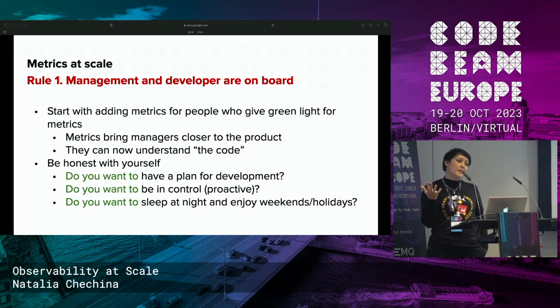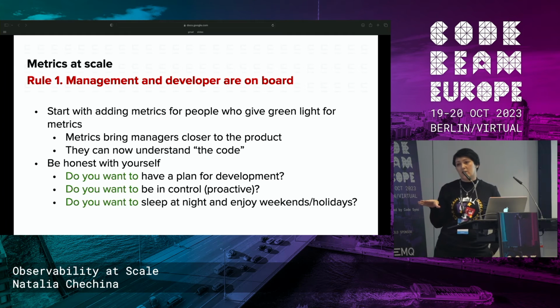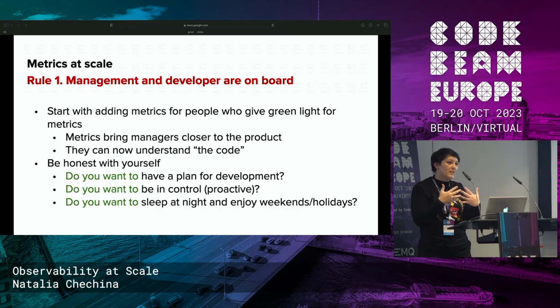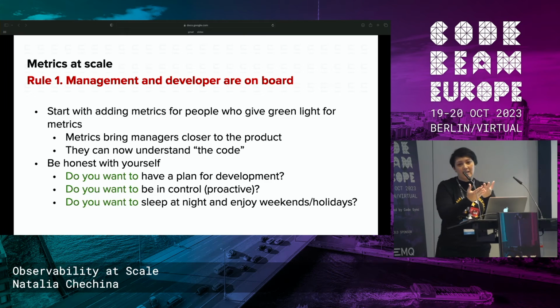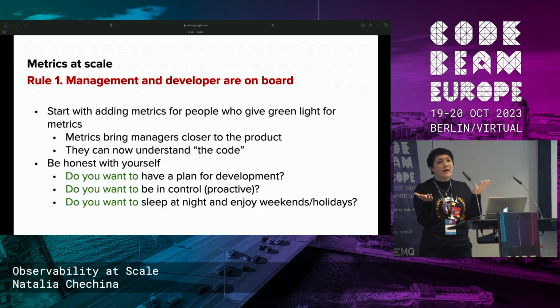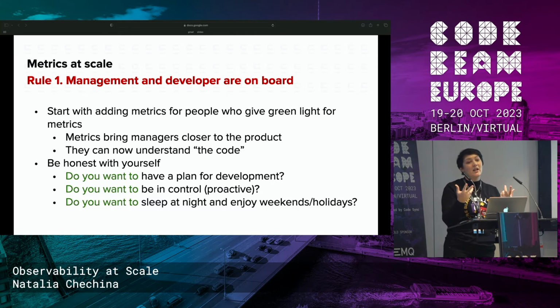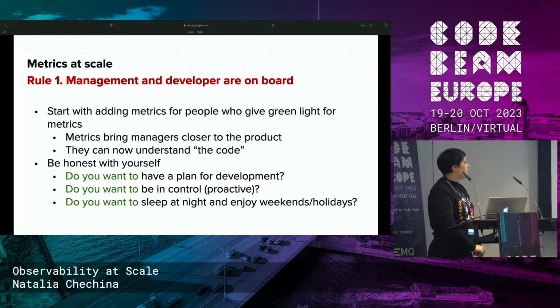We had quite a number of cases when management wouldn't want any metrics, but as soon as they see them, it sort of brings them closer to the system. They start understanding it. They don't feel about the system as a black box anymore. It becomes like a living creature for them. So what happens is that they ask for more, and that gives you a green light, right? If you add metrics for them, you can add metrics for yourself as well. So you've got that covered.